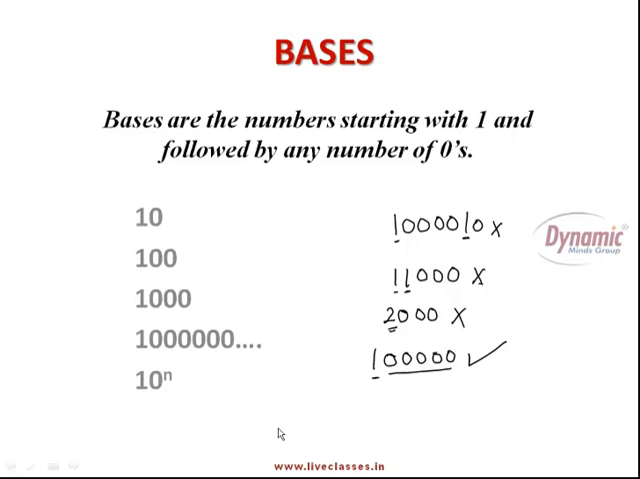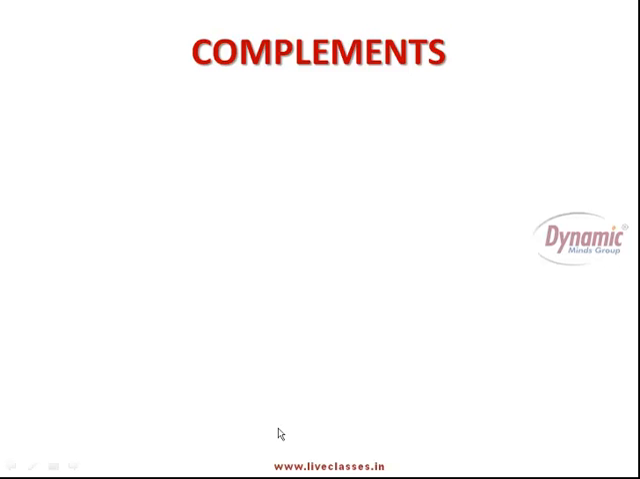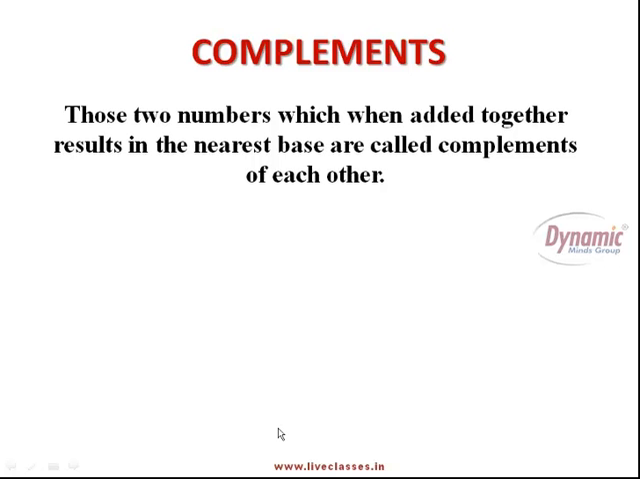Now let's come to the second concept, which is complements. Now what are complements? Let's first understand this and then we will see how to find out complements. Those two numbers which when added together result in the nearest base are called complements of each other. That means whenever the addition of two numbers gives a base, they are called complements.